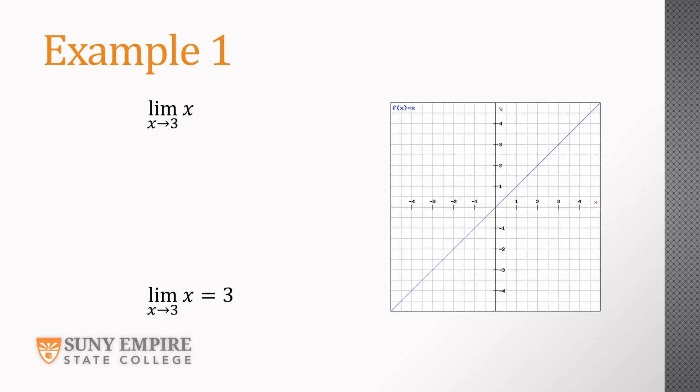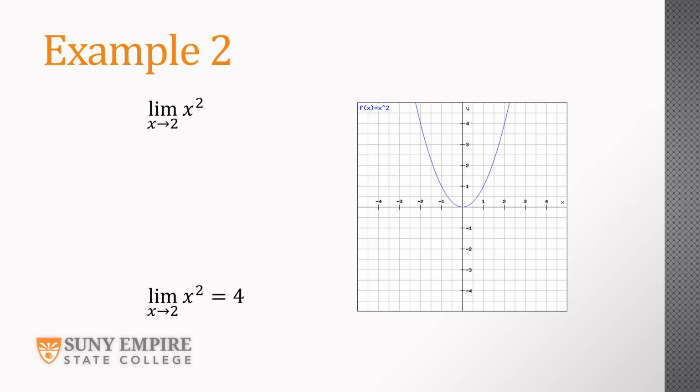Let's look at one more example. What if we want to find the limit as x approaches 2 of x squared? Looking at the graph of the function, we see the nice traditional parabola. As we get closer and closer to x equals 2, we approach a y value of 4. So the limit as x approaches 2 of x squared is 4. But does it matter how we approach our x value?